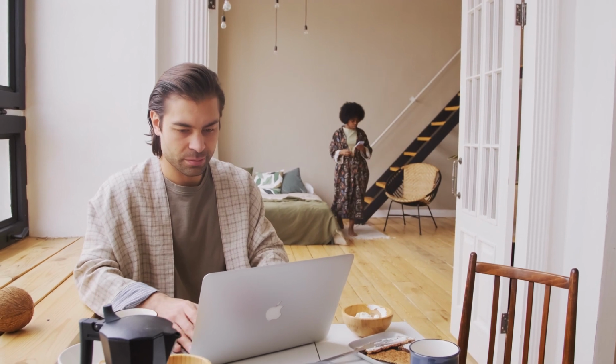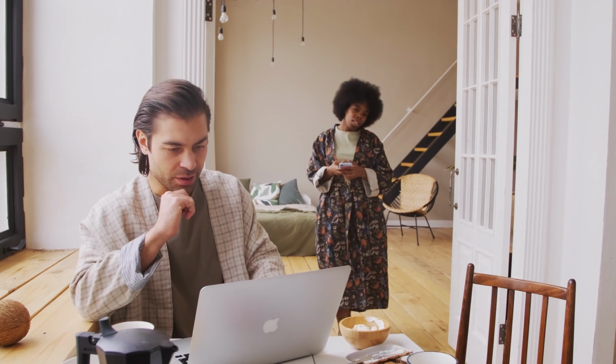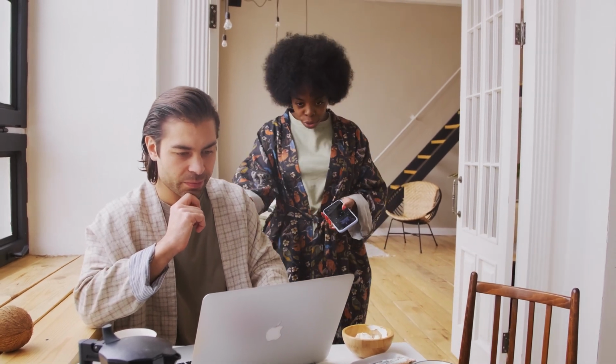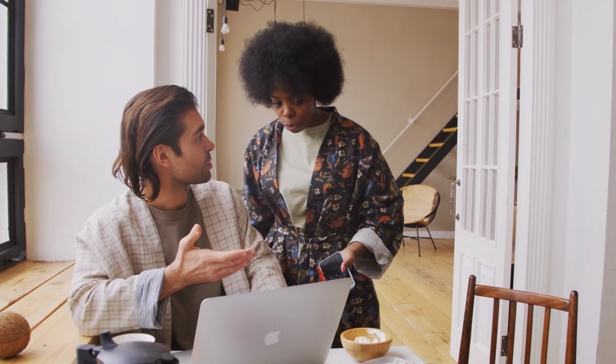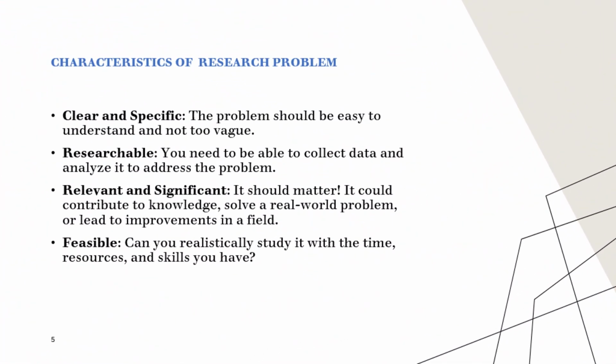So how do we identify a good research problem? Well, there are a few key characteristics to look out for. A good research problem should be clear and specific. Clear and specific means it avoids jargon and broad questions. It should be clear and specific.